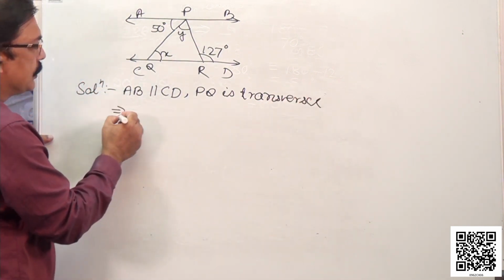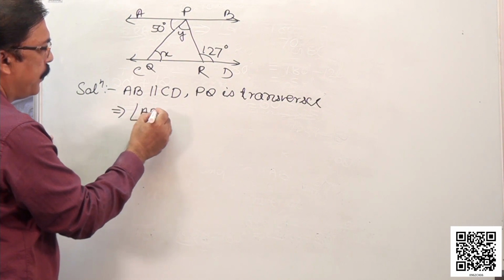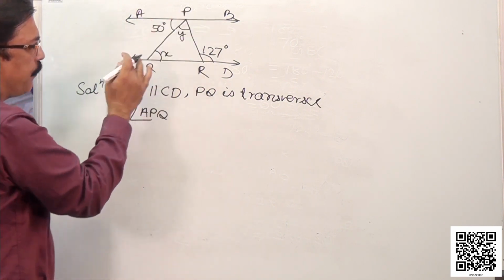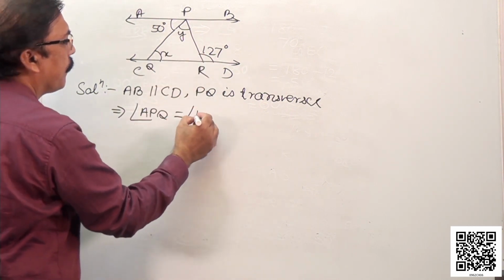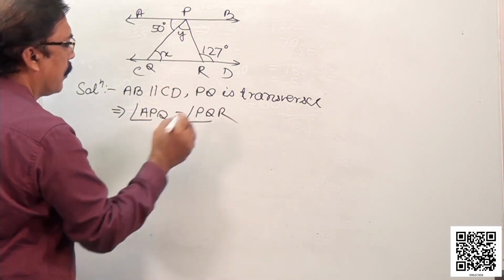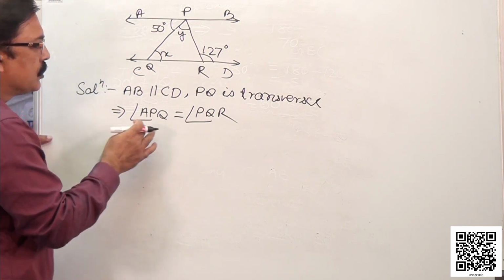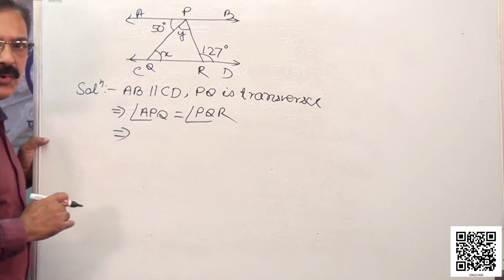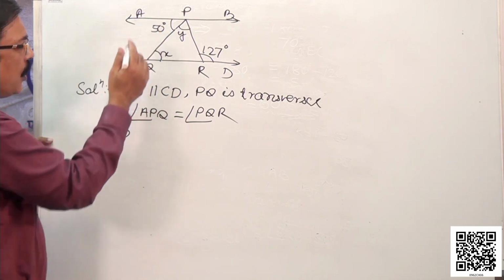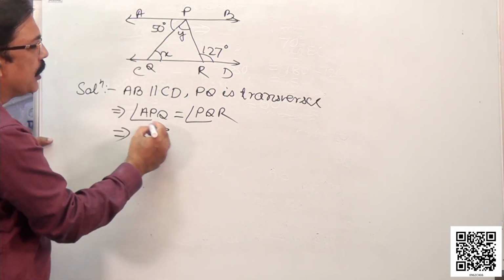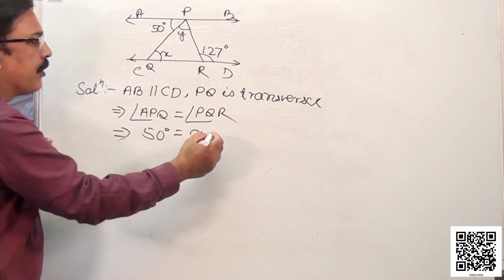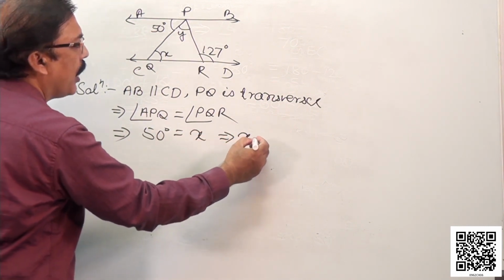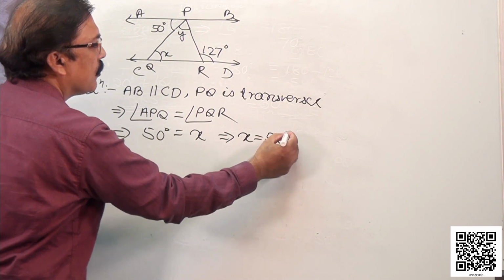This implies angle APQ is equal to angle PQR. Now put the values of APQ and PQR. What is APQ? APQ is 50 degrees, and what is PQR? PQR is X. That means the value of X is equal to 50 degrees.